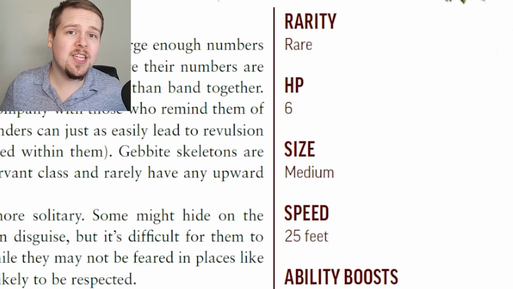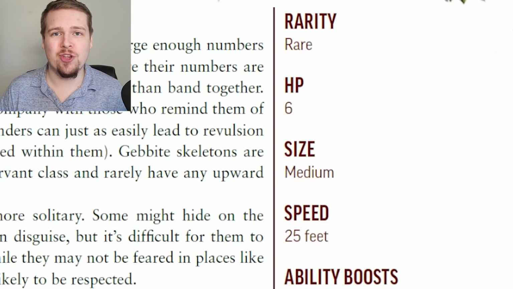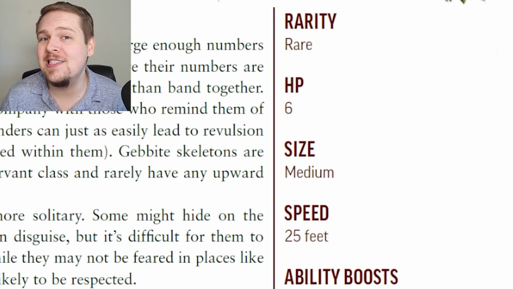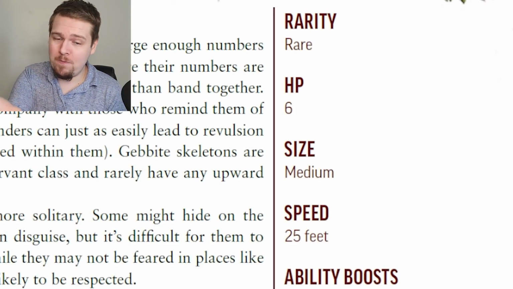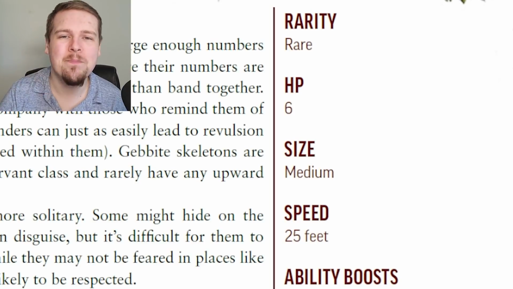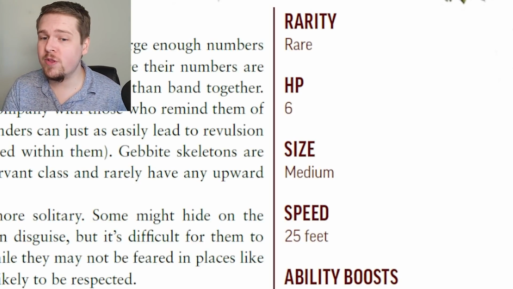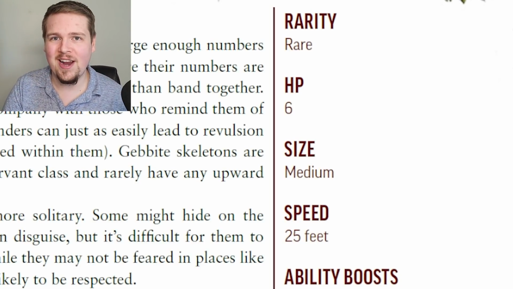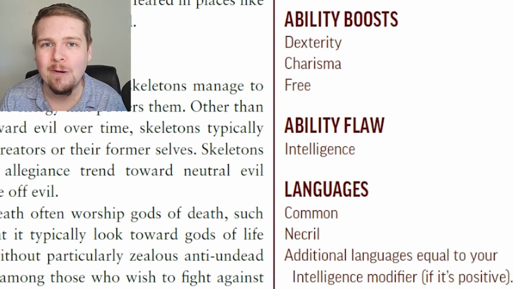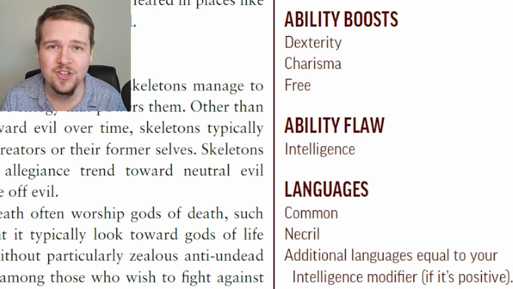Now back to Skelly-Mans. Skeletons are of course a rare ancestry. Your GM has every right to say no, you cannot be undead in my campaign. But also, because you're a skeleton, they're pretty brittle, with only 6 hit points at base. You're a medium creature with a speed of 25 feet, overall pretty standard, with boosts to dexterity, charisma, and a free boost while you take a flaw to intelligence.